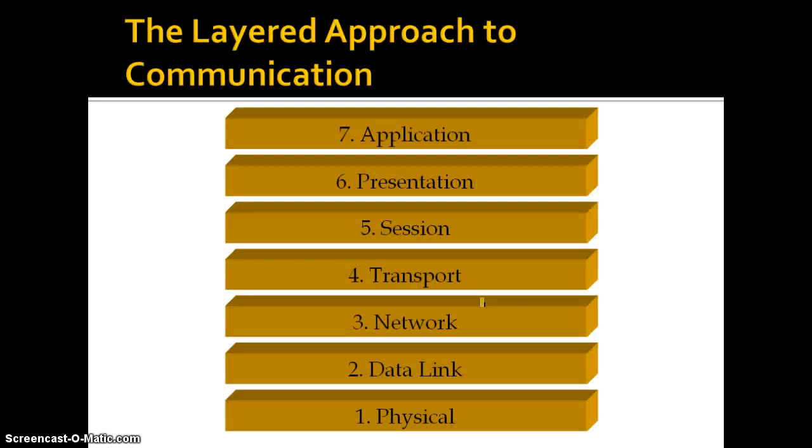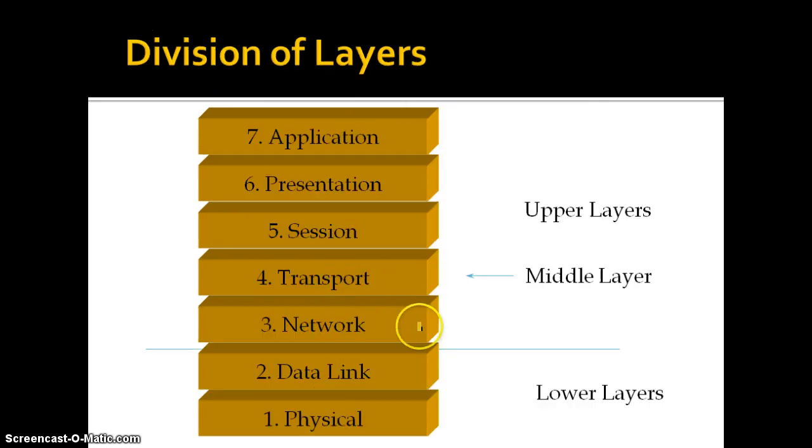This slide shows a layered approach to communication. We will start with the physical layer, then move on to the data link layer, followed by network, transport, session, presentation, and lastly, the application layer. We will be discussing the function of all of these in the coming slides. The division of the layers. We divide these 7 layers into lower, middle, and upper layers as shown in the presentation. The physical and the data link layers belong to the lower layers, network and transport layers belong to the middle layers, and the rest of the layers, that is session, presentation, and application, correspond to the upper layers.